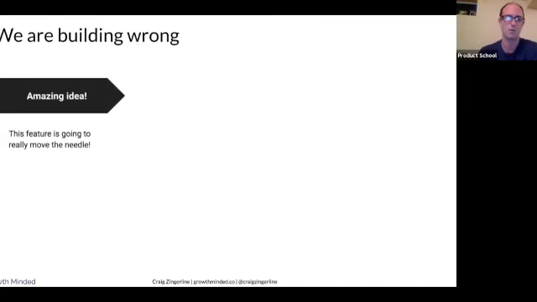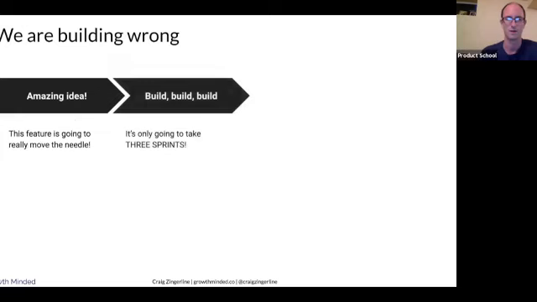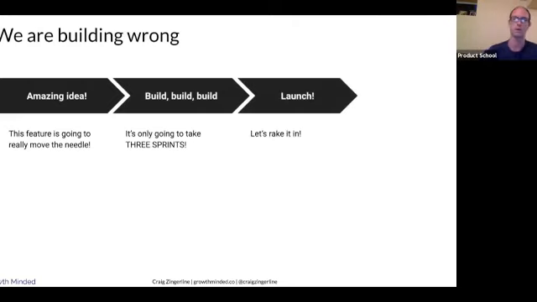But another way to look at our development life cycle is, depending on the organization, and this is obviously not true everywhere, but I've certainly seen this, and I've been guilty of this type of thinking, where you've got an amazing idea, or you think you've got an amazing idea. So you think, hey, this feature that I'm going to build is really going to move the needle. And so you build. Maybe it takes 2 or 3 sprints, a couple to a few weeks to get done. Not a huge deal. And then you launch, and you're like, we're going to rake it in.